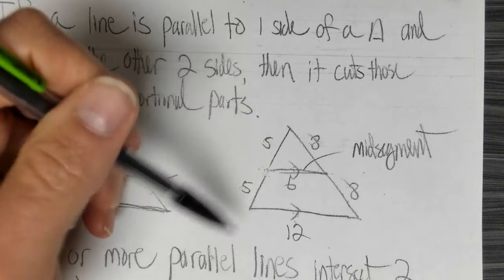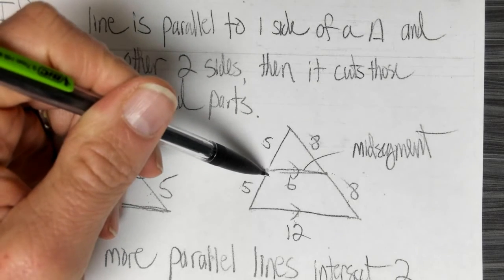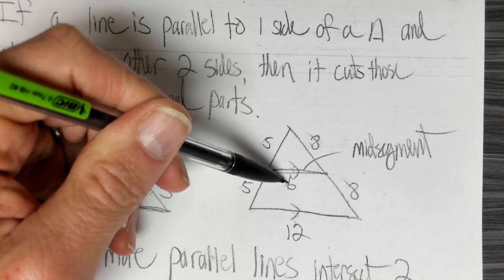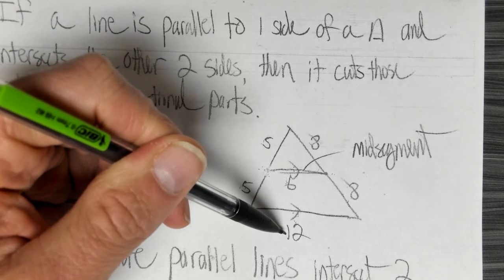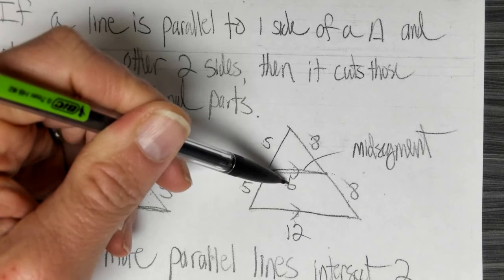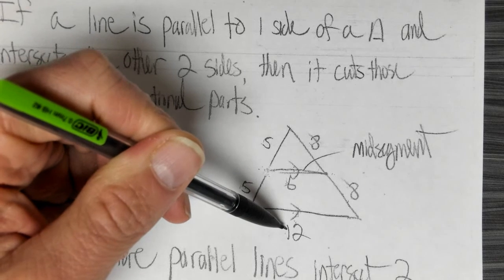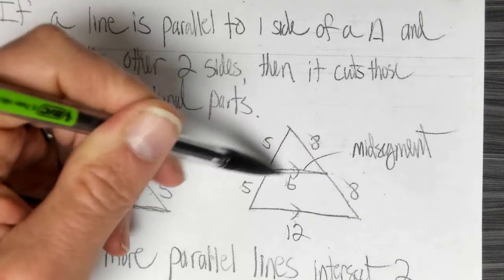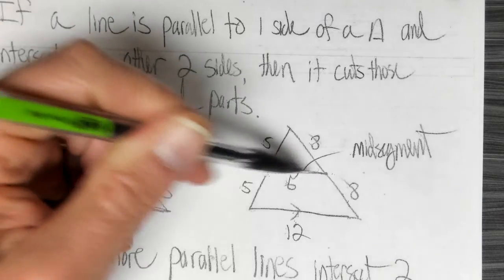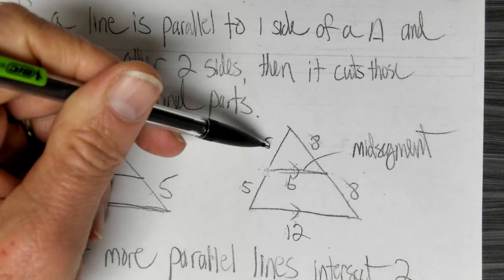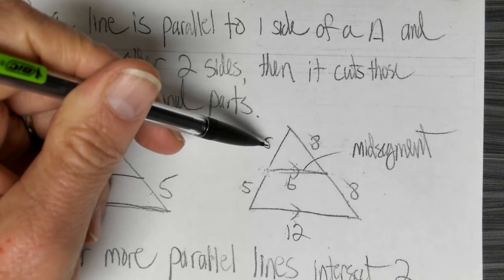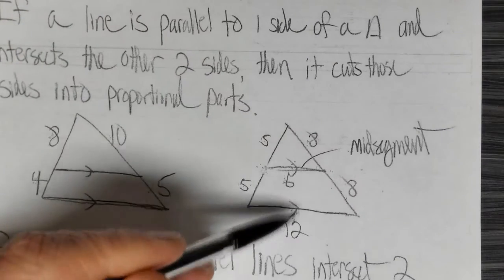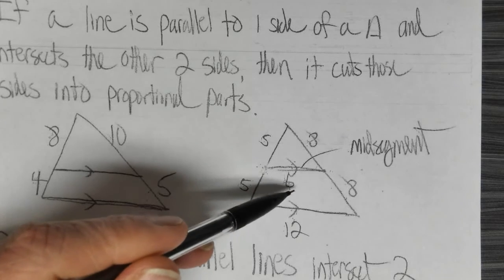But here's something else that happens. If you've got the mid-segment, the mid-segment will be exactly half the length of that side that it's parallel to. So if this has a length of 6, this has got to have a length of 12. But remember, it only happens if this parallel segment is the mid-segment. And you can tell it's the mid-segment if these two pieces are the same and these two pieces are the same. Then this will be twice as big as this, times 2.